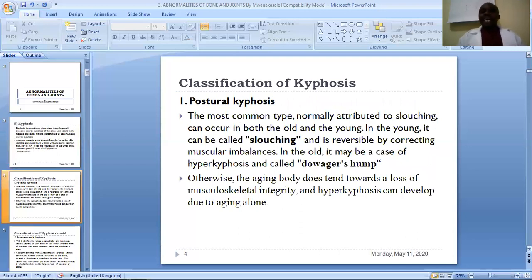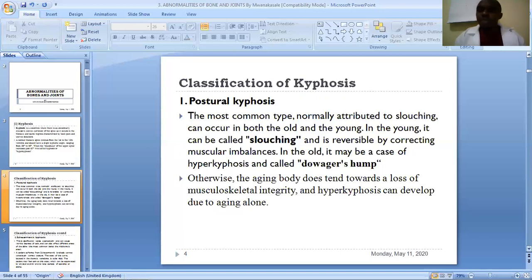Kyphosis can be classified as postural kyphosis. What is this postural kyphosis? It is actually the most common type, normally attributed to slouching, and can occur in both the old and the young. In the young, it can be called slouching, and it is reversible by correcting muscular imbalances, meaning that this postural kyphosis comes from someone having poor posture as they sit or stand. And this actually weakens the ligaments and the muscles that hold the spine upright nicely.